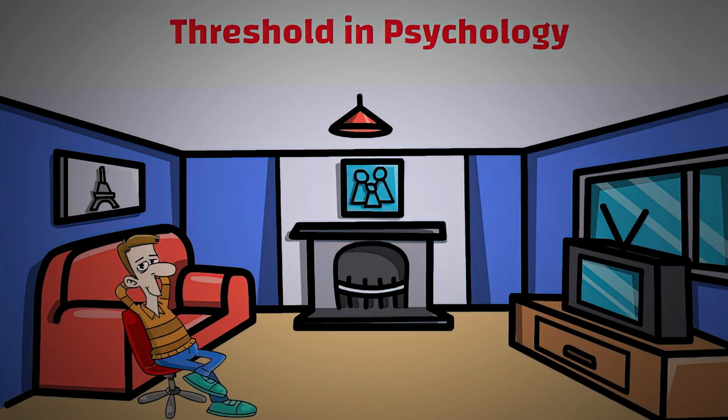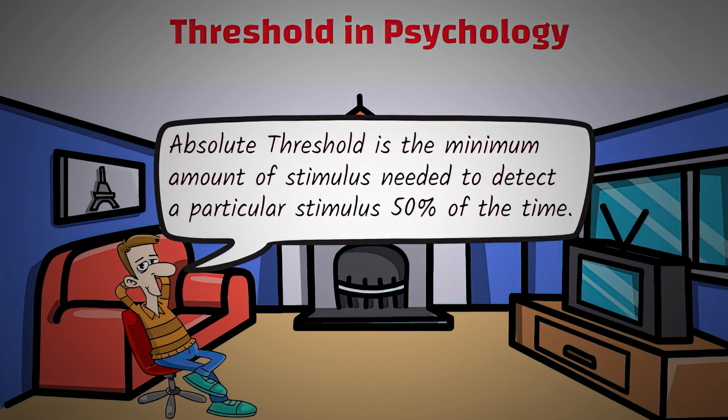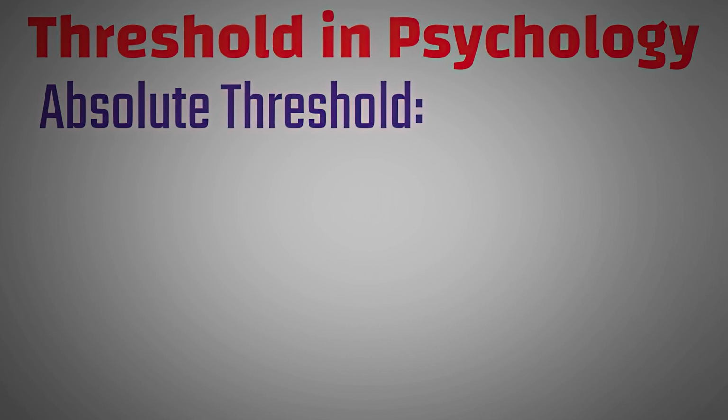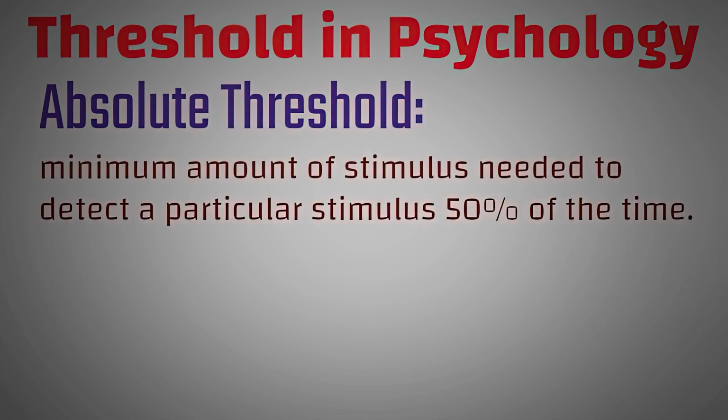First of all, let's talk about the absolute threshold. The absolute threshold is the minimum amount of stimulus needed to detect a particular stimulus 50% of the time. Or we can simply define the absolute threshold as just a strong enough stimulus to be detected by our sense organs half of the time.